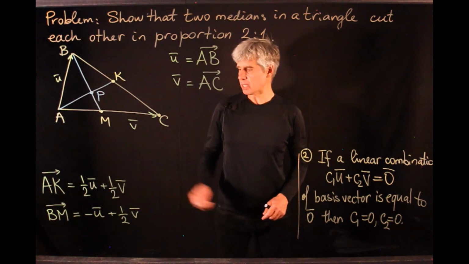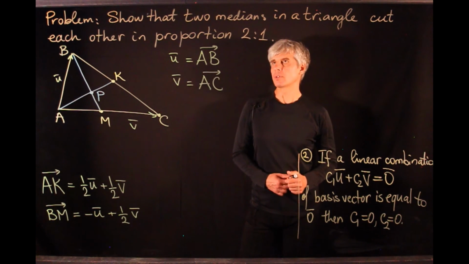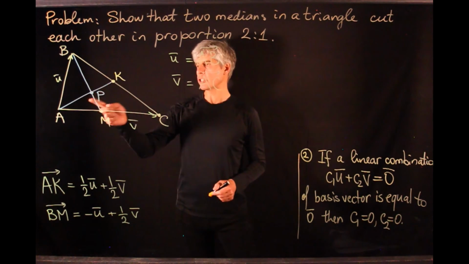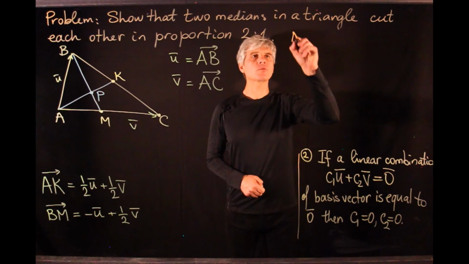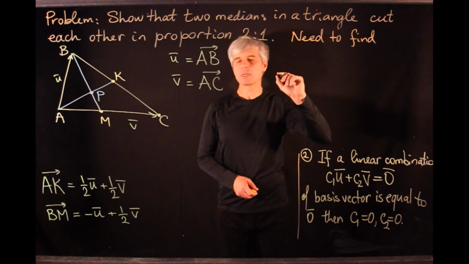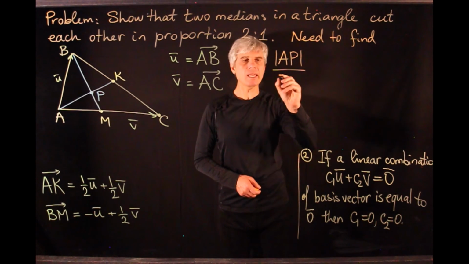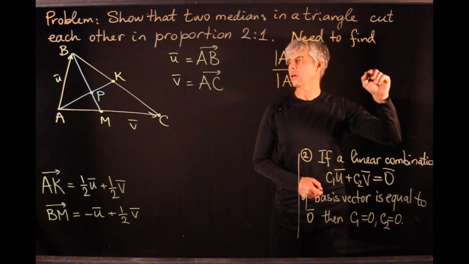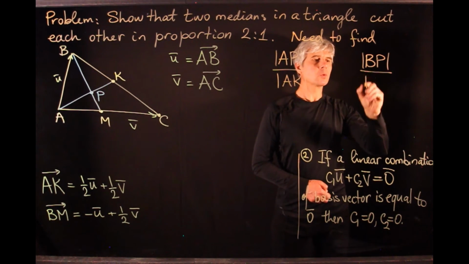All right, so I've saved the results of our preparatory work here. So let's go back to the problem that we need to solve. What do we need to find here? We need to find the proportions in which the medians cut each other. In other words, we need to find the ratios, say AP to AK, and we need to find the ratio of BP to BM.